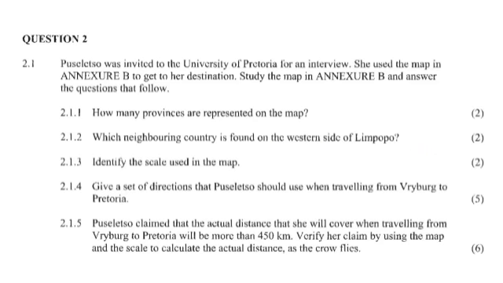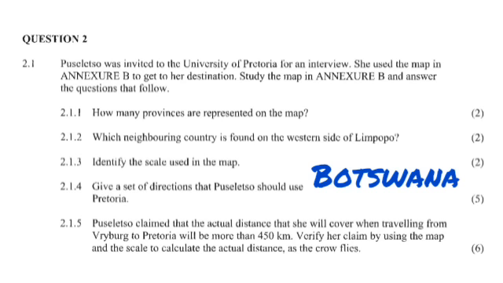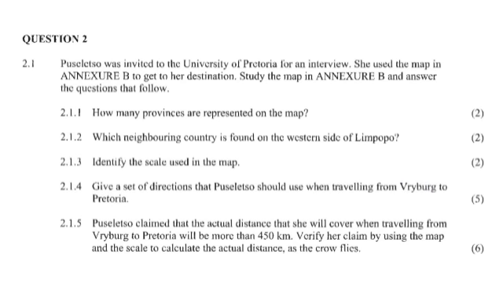And then in the next question, which says which neighboring country is found on the western side of Limpopo, meaning on the side from the west of Limpopo, you will find Botswana on the west of Limpopo. This is not on the north of Limpopo, where you would find Zimbabwe, which most of you could be expecting would be the answer.